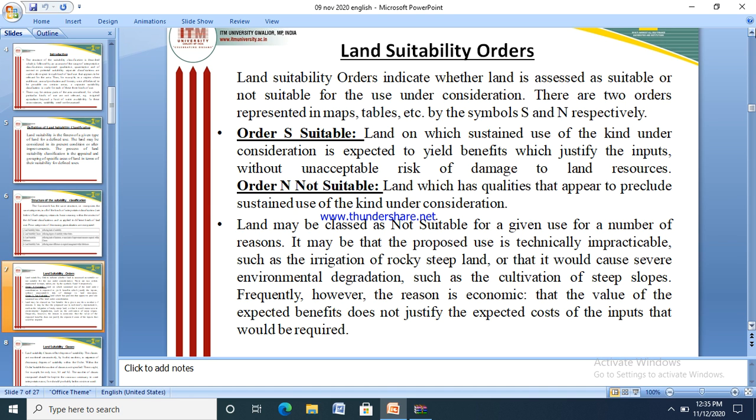Land suitability order. There are two orders. Order S, suitable: land on which sustained use of the kind under current consideration is expected to yield benefits which justify the inputs without unacceptable risk of damage to land resources. Order N, not suitable: land which has qualities that appear to preclude sustained use of the kind under consideration. Land may be classified as suitable and not suitable in this order.